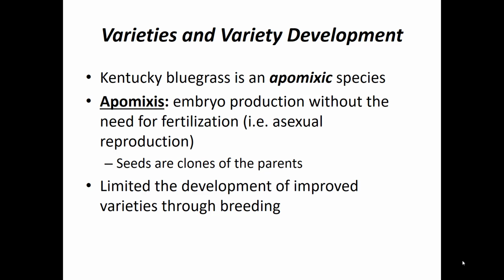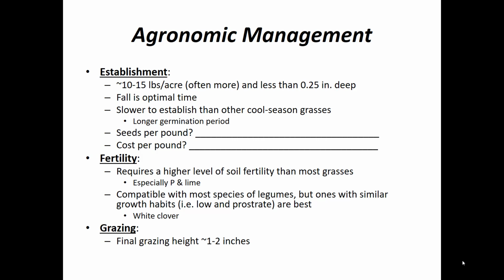If you want to think about varieties and variety development, we've already said that Kentucky bluegrass is an apomictic species, and apomixis is where you have embryo production without the need for fertilization. In other words, asexual reproduction. Every seed of bluegrass is going to be identical, and therefore the seeds are going to perform true. They're going to be genetic clones of the parents. This can be beneficial, but it limits the development of improved varieties through breeding.